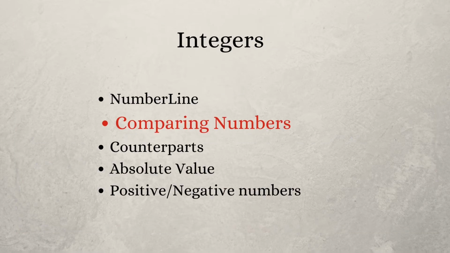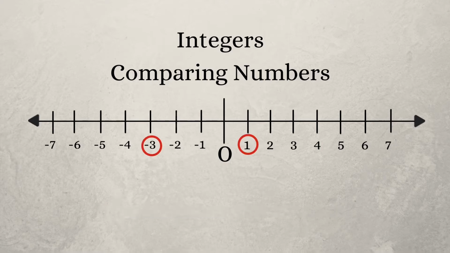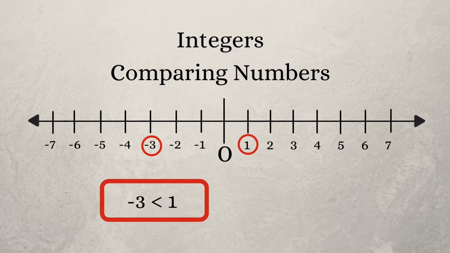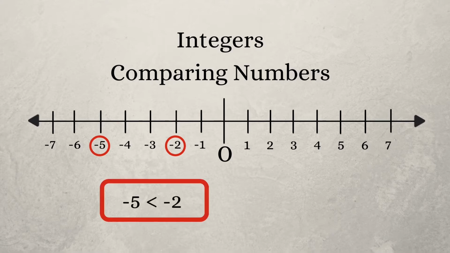Next, let's learn the comparison of integers. You can see that the numbers keep decreasing as you move towards left on the integer number line. If you pick any two numbers, the number to the right is always larger than the number to the left. Thus, -3 is less than 1. Another example where both the numbers are negative. Here, -5 is less than -2.